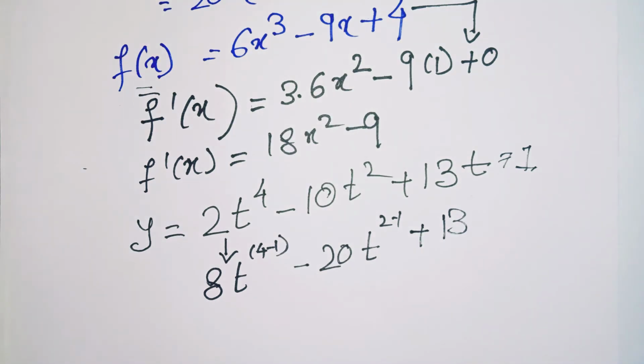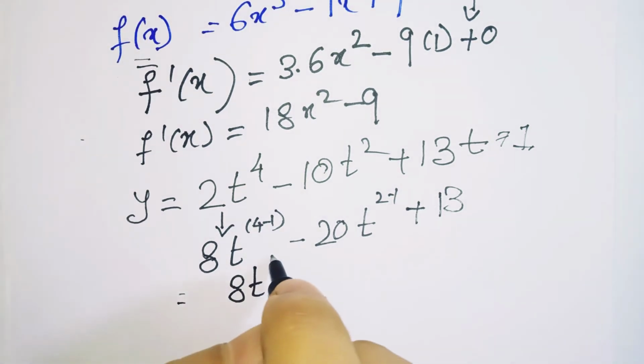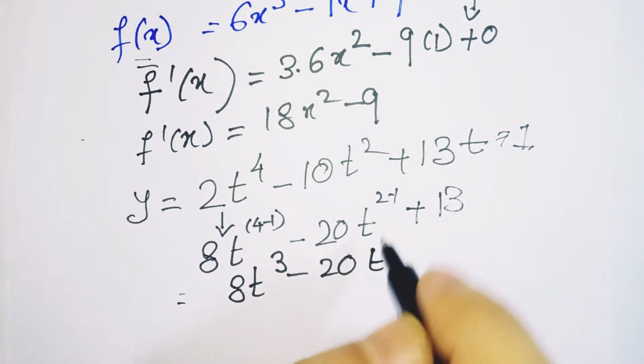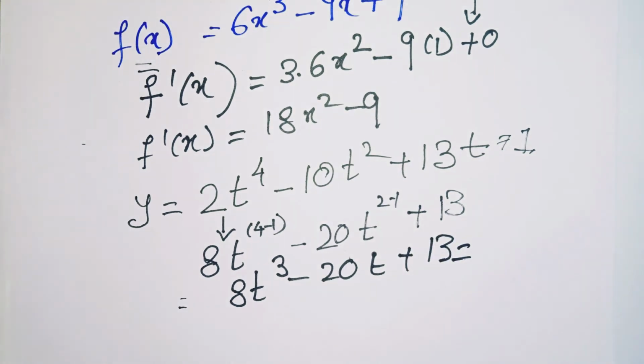So what we get over here is this. Further solving, we will get the values as 8t raised to the power 4 minus 1, 3, 20t raised to the power 2 minus 1, 1, plus 13. So that gives our answer. Okay, so far so good.